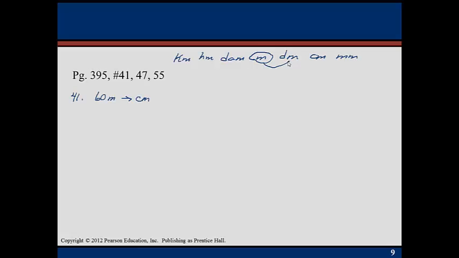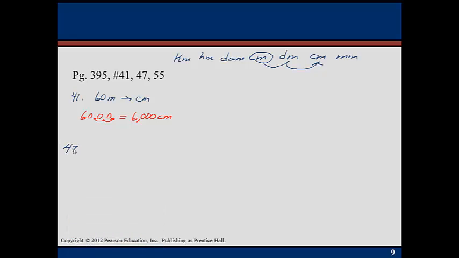So we got 1, 2. So we're going to move the decimal 2 places to the right. So we have our 60. Remember, the decimal is at the end. So we're going to go 1, 2. And this is our new decimal. Use zeros as placeholders. And we end up with 6,000 centimeters.